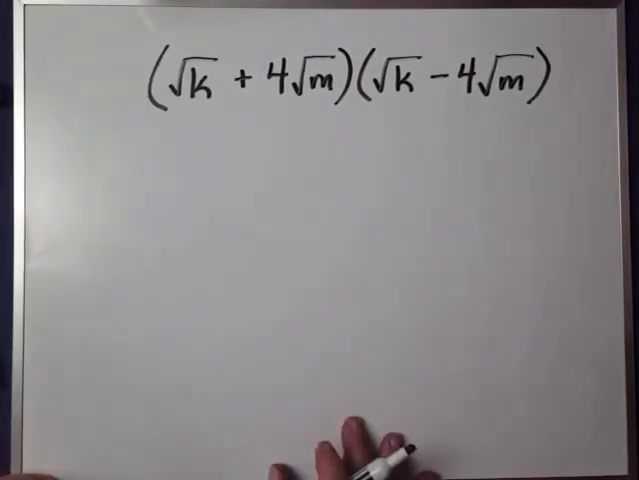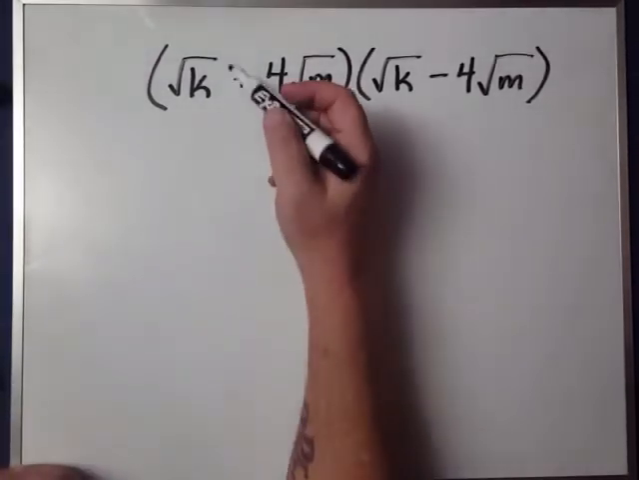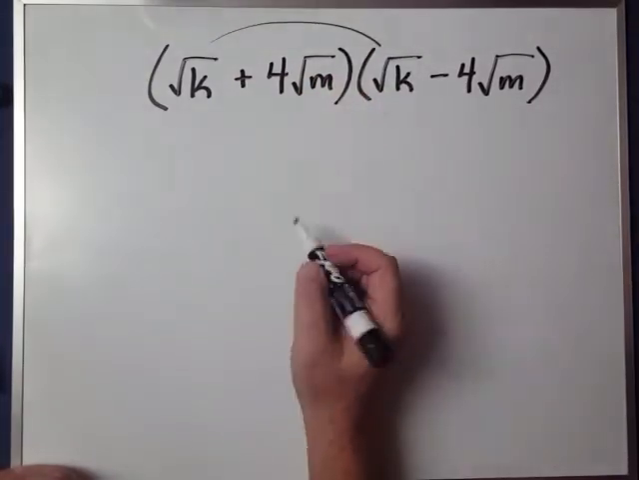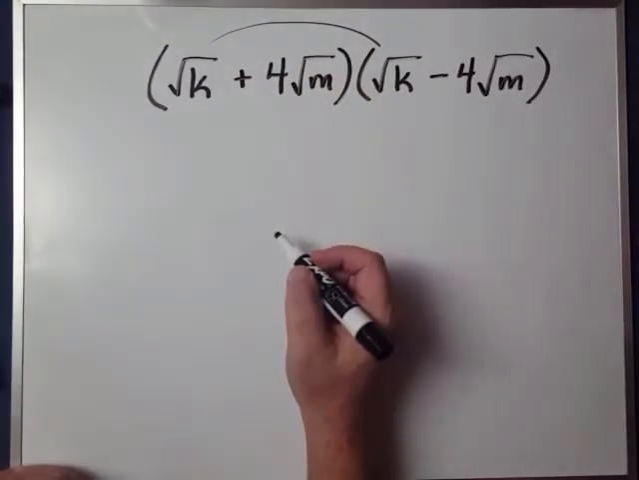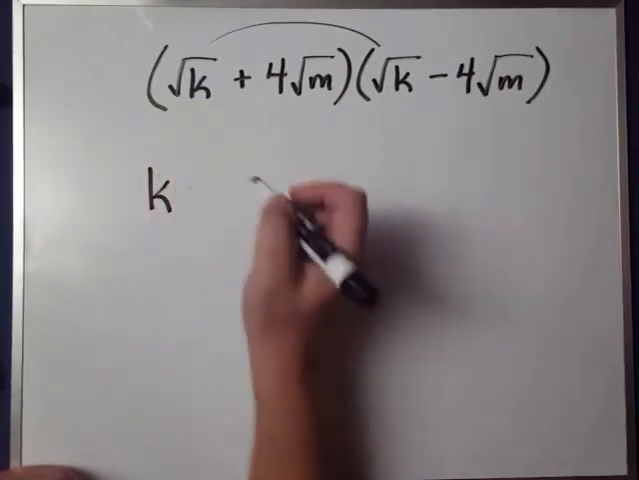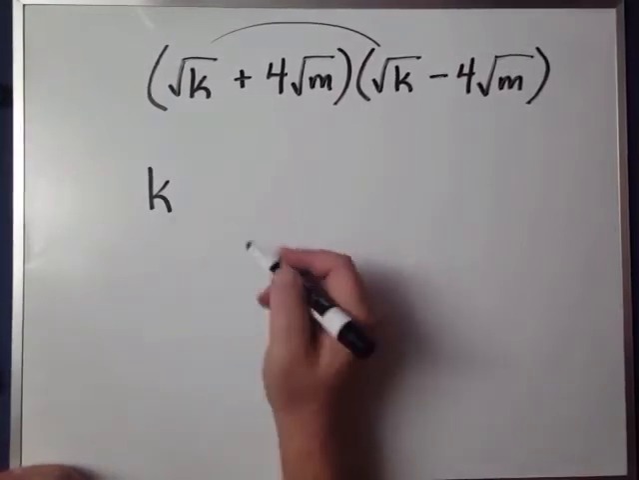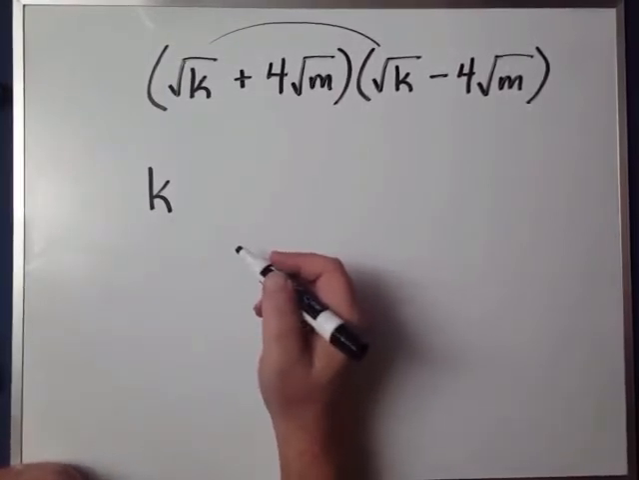All right, number 34. We're going to FOIL this out. Product of the first. Square root of k times itself. Well, that's just k. And notice in the instructions she has said that all variables represent positive real numbers. We don't have to worry about absolute values here.